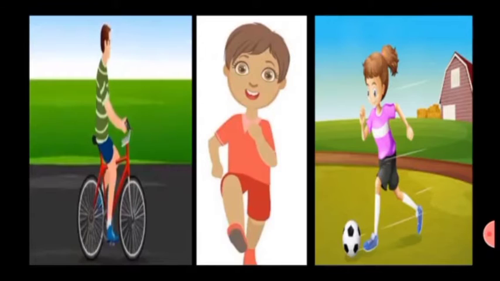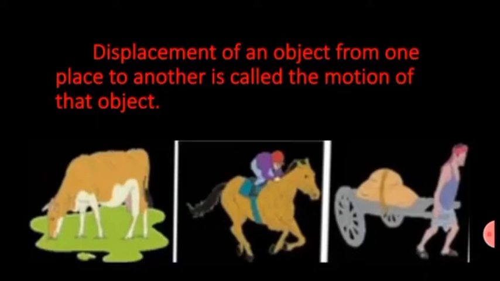Motion means displacement or a change in the position of an object over time. When an object changes its position with the elapse of time with respect to a stationary object, we can define motion as the change of position of an object with respect to time.